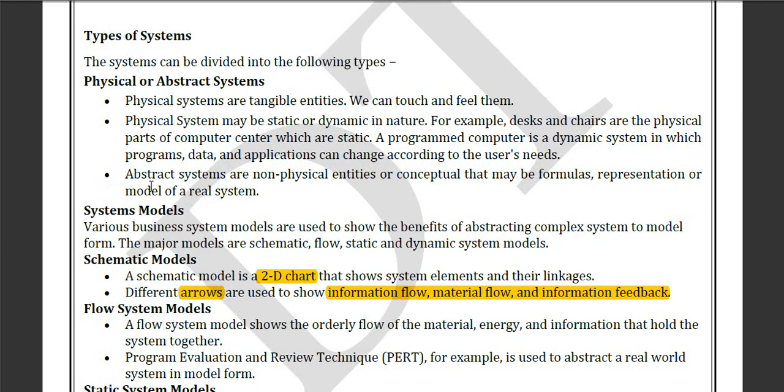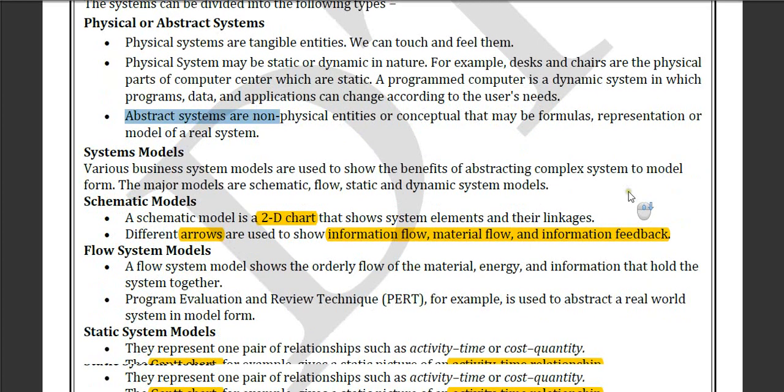Now, abstract systems are non-physical entities. Point to be noted: abstract systems are non-physical or conceptual. They may be formulas, representations, or models, known as abstraction. So physical systems we can touch, but abstract systems we cannot touch; those are formulas and representations.